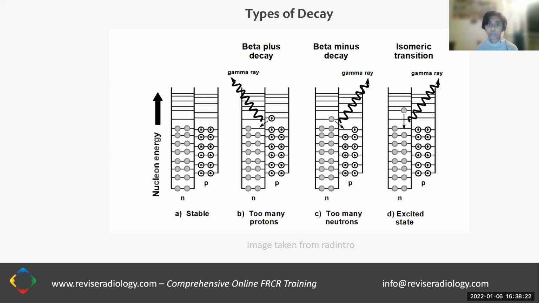So really the way that we need to remember this is if there's too many protons, it needs to lose a proton. How does it do that? A proton and an electron are going to combine and form a neutron. And vice versa, the other way if there's too many neutrons.